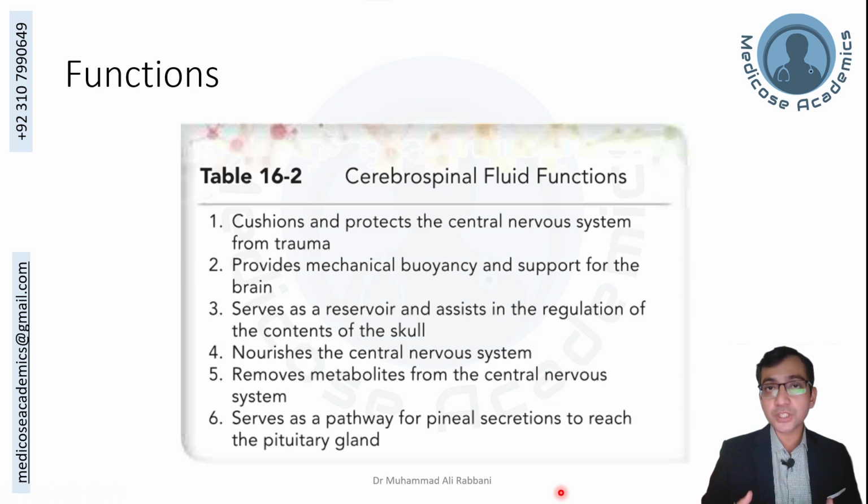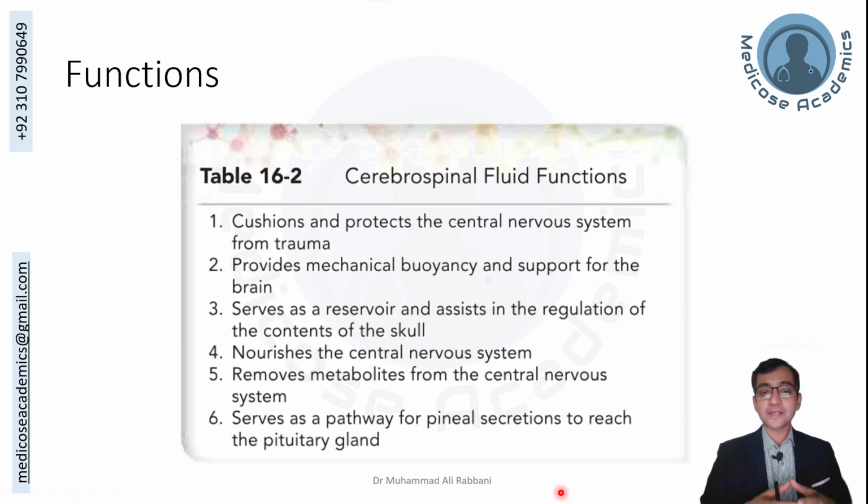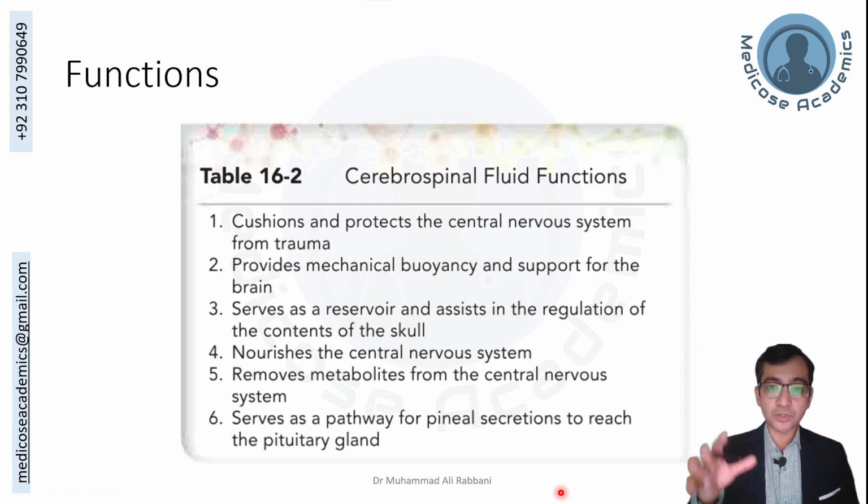This cerebrospinal fluid cushions the brain, supports it, makes it floaty and buoyant, and it serves as a reservoir for space. For example, if the brain expands due to inflammation, CSF reduces. If more blood comes in, the blood vessels expand and CSF accommodates. So it acts as a reservoir and regulates the contents. If some tissue is damaged, CSF comes in more and fills that space. It nourishes the central nervous system, bathes it, and removes metabolites from it.